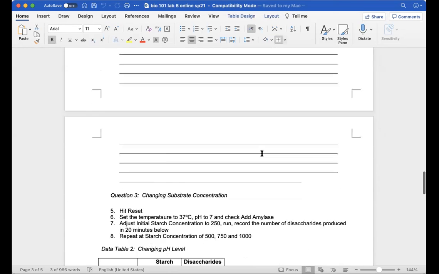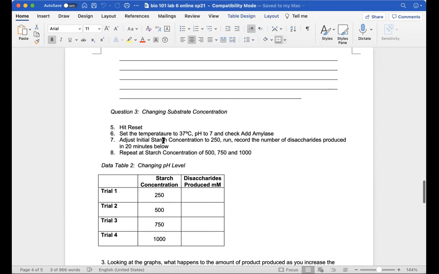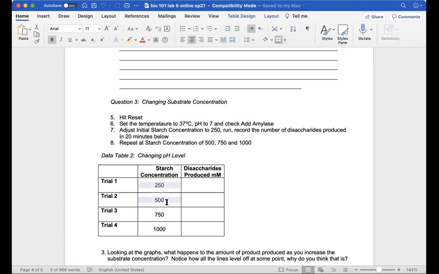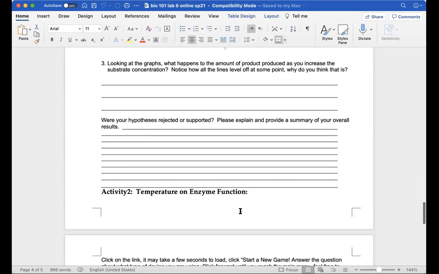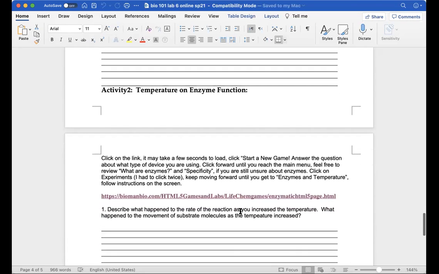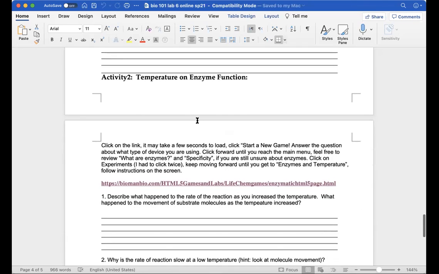Okay, and then you'll do it again for substrate concentration. So here's where you'll change the starch concentration, and you're going to see how changing the initial concentration of the substrate will affect the number of disaccharides produced. So then we get to activity 2, which takes you through temperature on enzyme function.